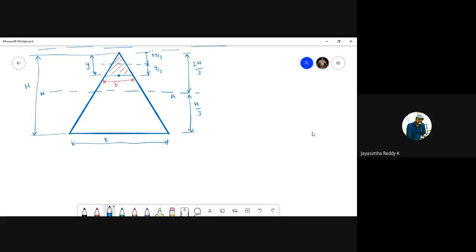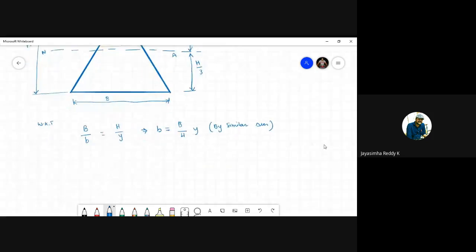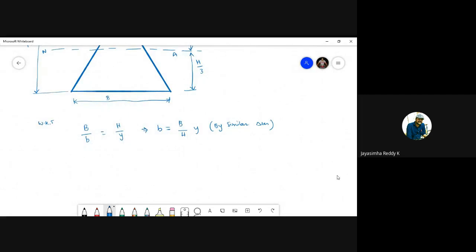Now from the figure, by using similar triangles we can write that capital B by small b is equal to capital H by small y. Is it right? Can we write this by using similar triangles? So this can be written as small b is equal to B by H into y. By similar triangles, see here, this shaded region is one triangle and the entire one is another triangle. These two are similar. So I have taken this equation, base by base is equal to height by height, and from that I have derived small b.